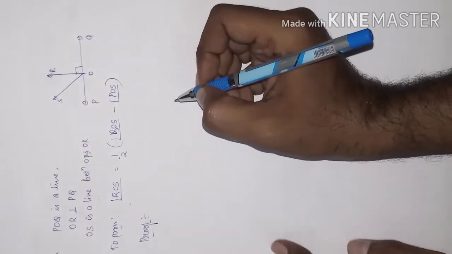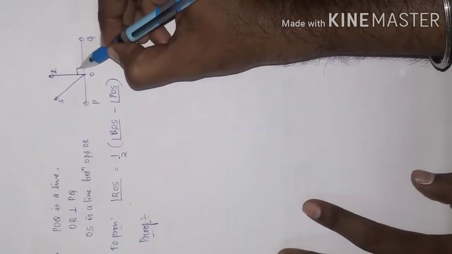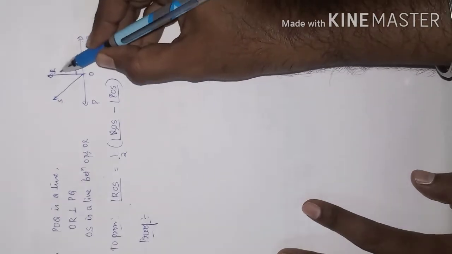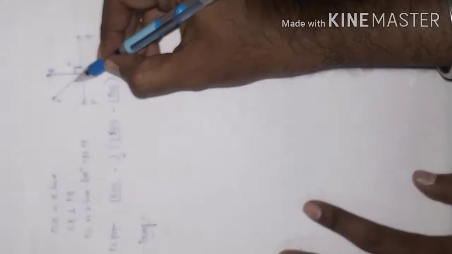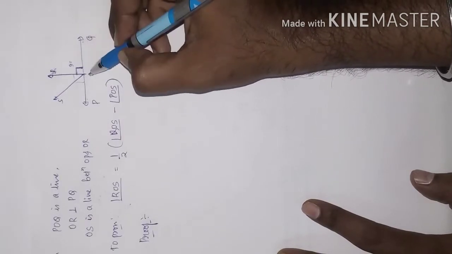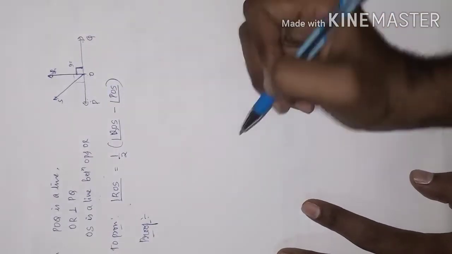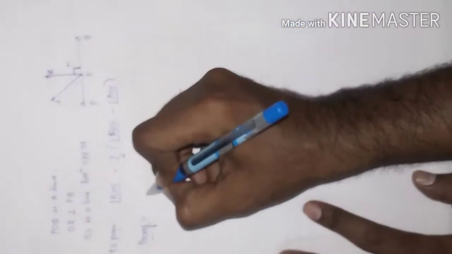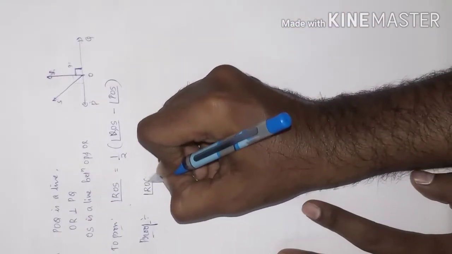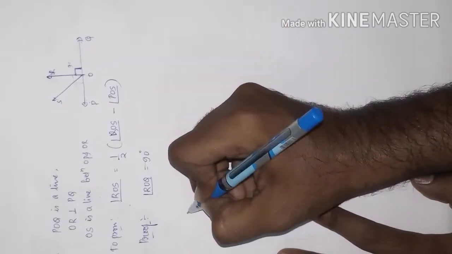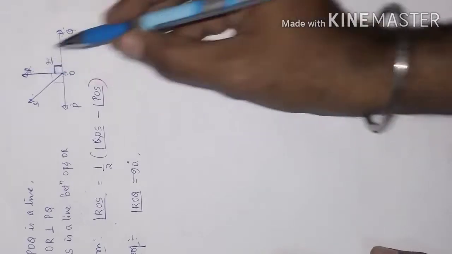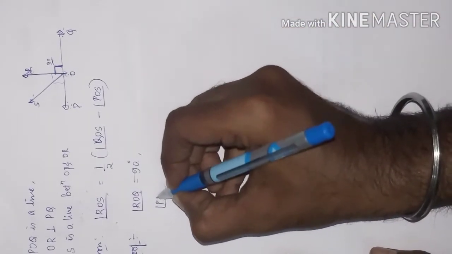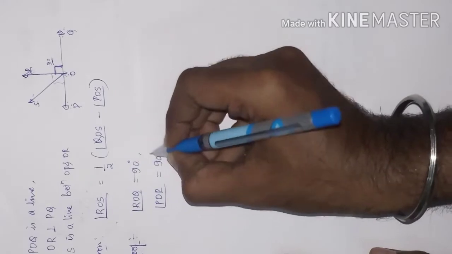Here, boys and girls, as they said that OR is perpendicular, ROQ is 90 degrees. This symbol represents 90 degrees. So ROP also will be 90 degrees. As ROQ is 90, ROP is also 90 degrees. Yes or no? So let me write that part. Angle ROQ is equal to 90 degrees. It means angle POR is also equal to 90 degrees.